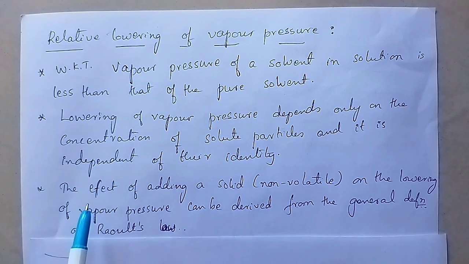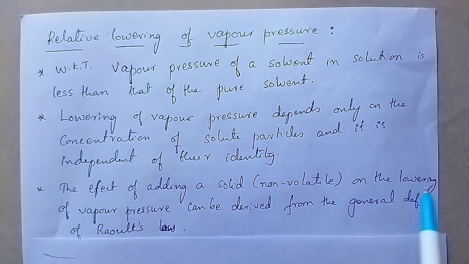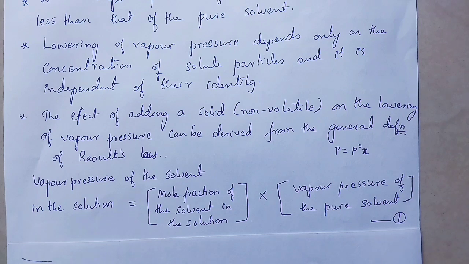Now, what is the effect of adding a non-volatile solid on lowering of vapor pressure? It can be known from the general definition of Raoult's law. So from Raoult's law, it is possible to know the effect of adding a solid on the lowering of vapor pressure. So we have Raoult's law, P is equal to chi into P naught. So vapor pressure of the solvent in the solution is equal to mole fraction of the solvent in the solution into vapor pressure of pure solvent. You can consider this as equation 1. This is nothing but Raoult's law.